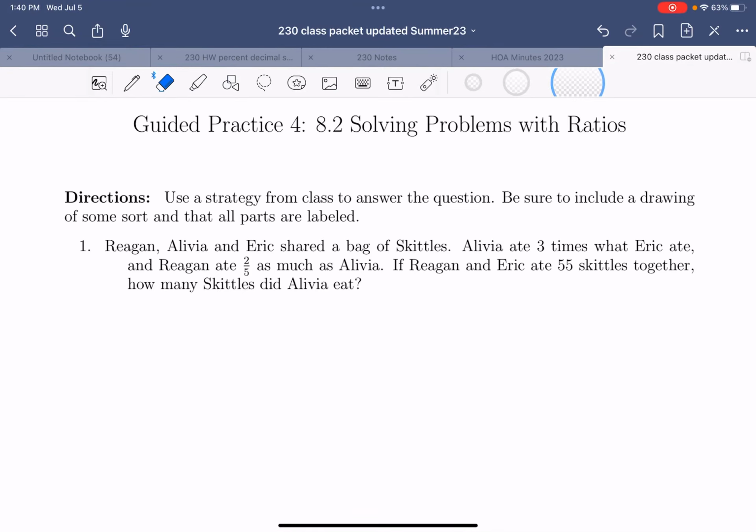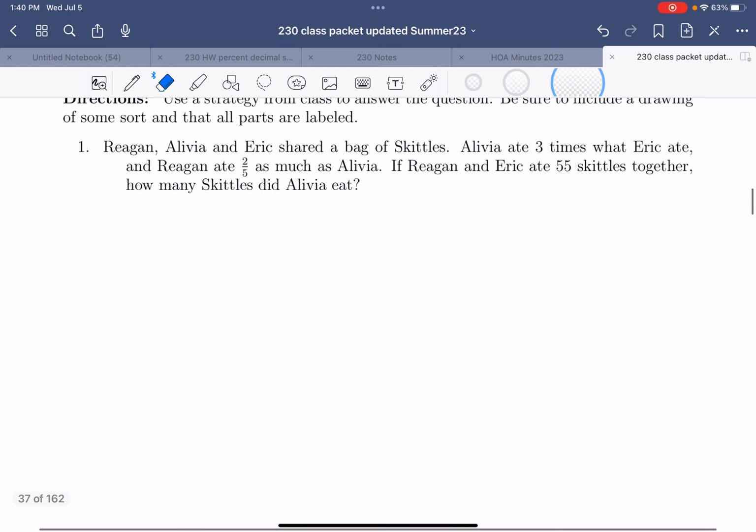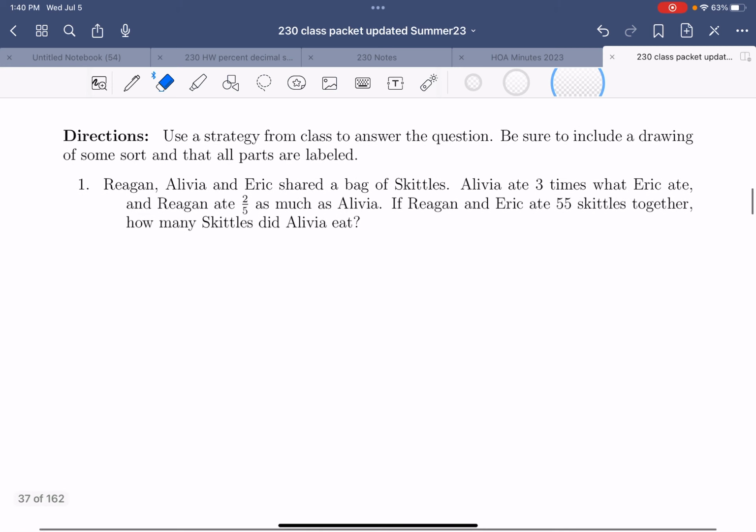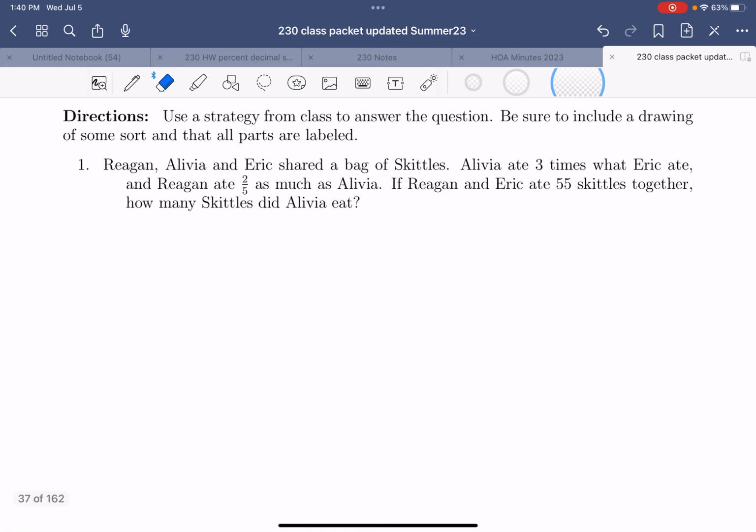We are going to work on guided practice number 4, and particularly we're going to look at number 1 here. And remember that in module number 4, we are looking to solve problems with ratios, okay? And so we are looking to draw a picture that represents our ratios using one of our techniques. So maybe double number lines, maybe just pictures, maybe tape diagrams, so that we can answer the question that's being asked.